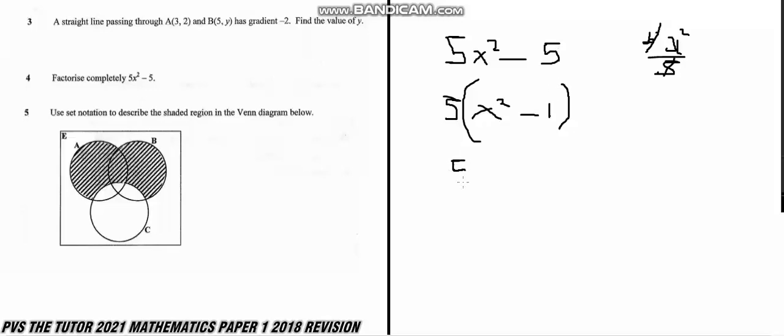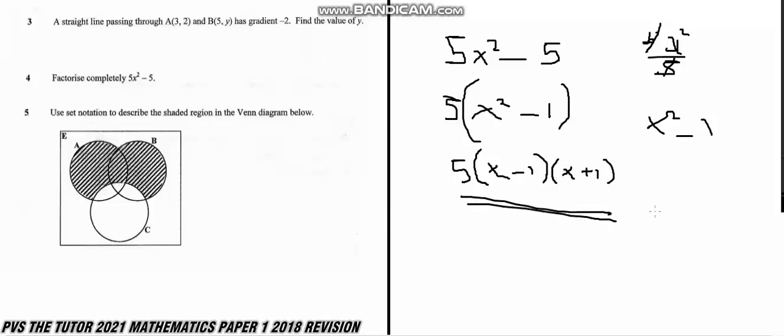Now we can further factorize this using difference of two squares. If you have something like this, you can factorize further. This becomes (x minus 1)(x plus 1), because this is what we call the difference of two squares. It's the same thing when I have x squared minus 4, because 4 is a square. I'm going to have (x minus 2)(x plus 2), the square root of 4 being 2, so that when I multiply this one, it will lead me back to this one.